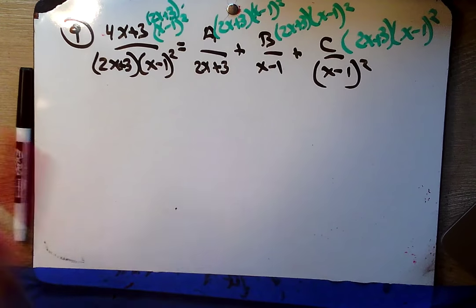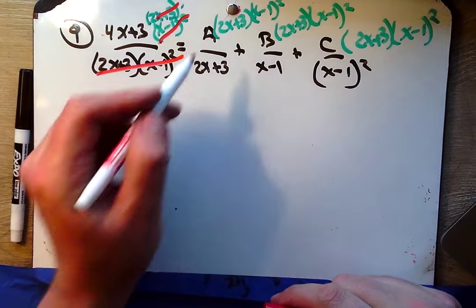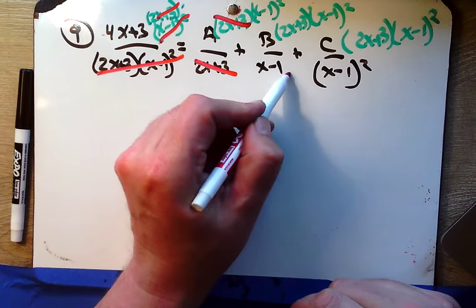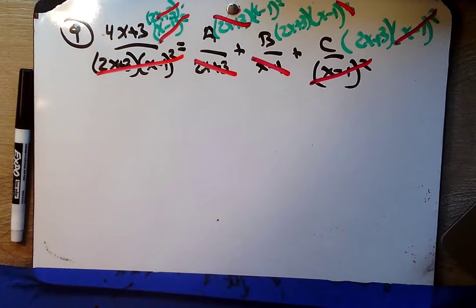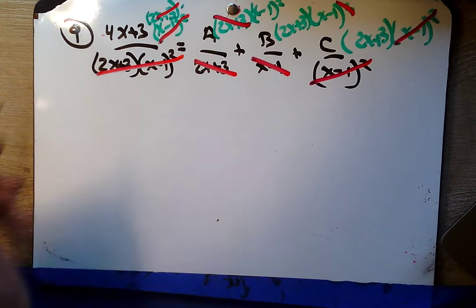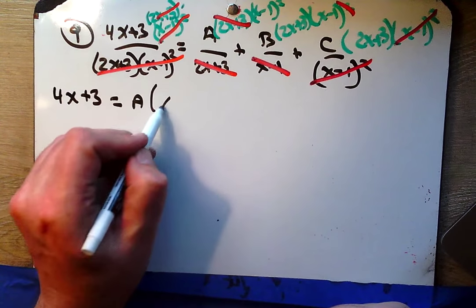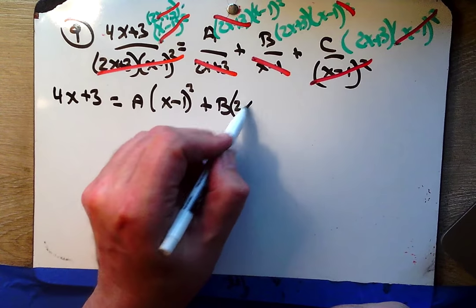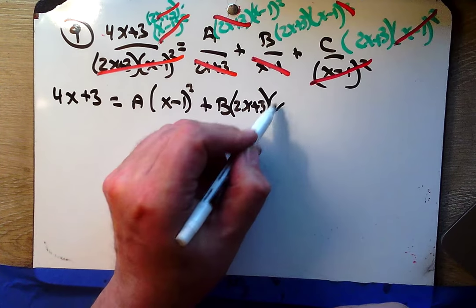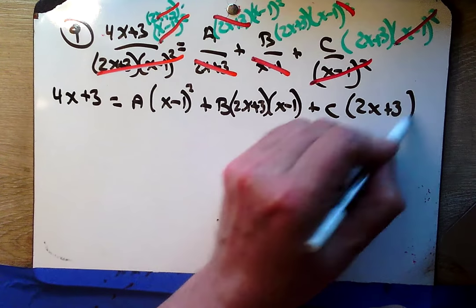What cancels? Well, all of this cancels that stuff. This cancels here, and this takes one of those away, and this takes both of those away. And so we're left with 4x plus 3 equals a times x minus 1 squared, plus b times 2x plus 3 times x minus 1, plus c times 2x plus 3.